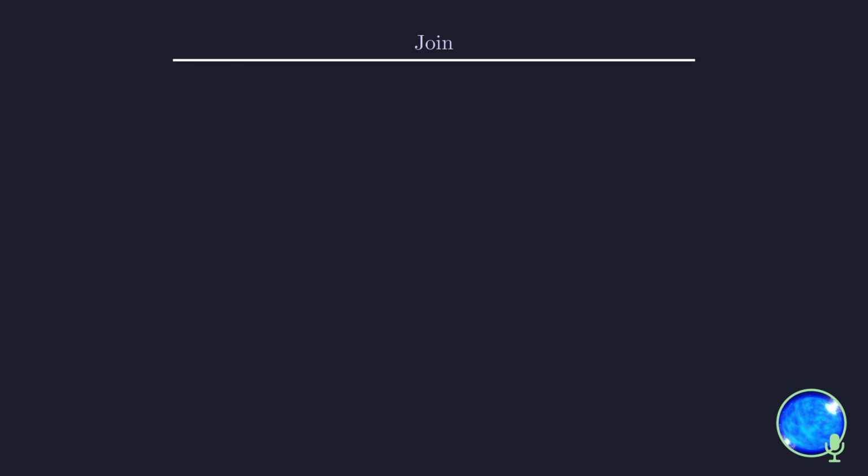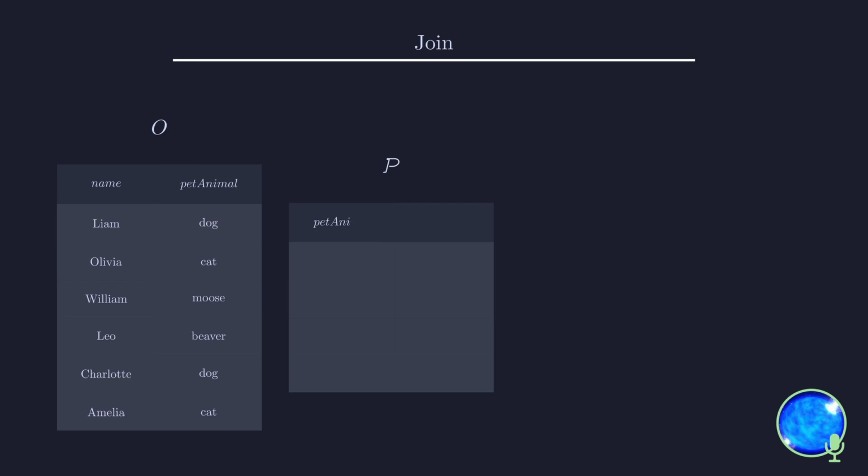Let's take a look at an example of a natural join first. Here, we have a relation O containing names of people and what kind of pet they own. The relation P associates animal types with a generic name for each. Taking the natural join of O and P combines O and P where the pet animal value is the same.